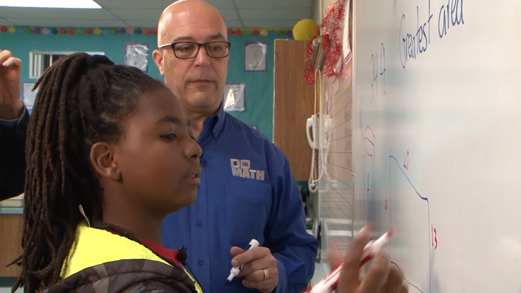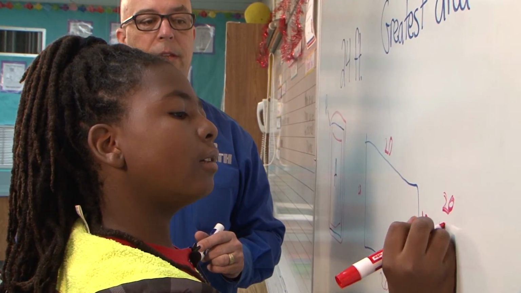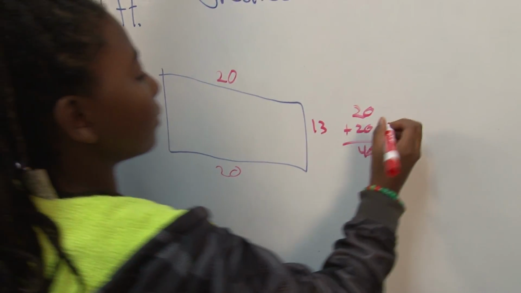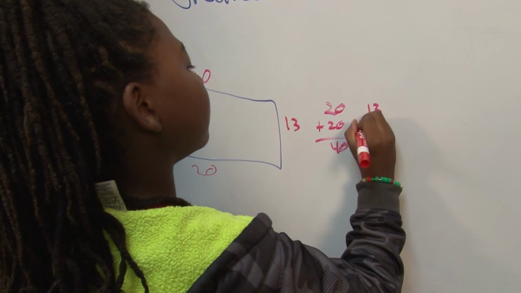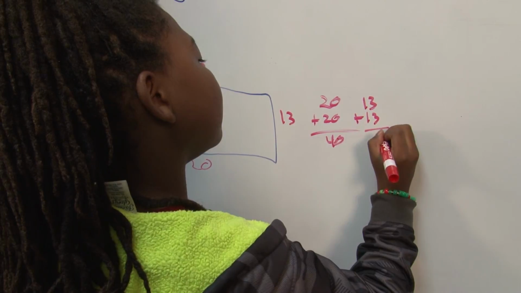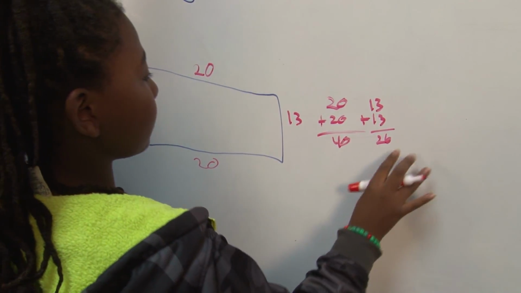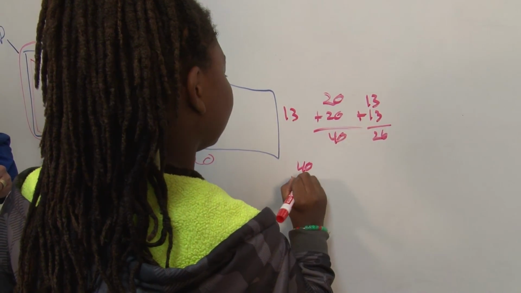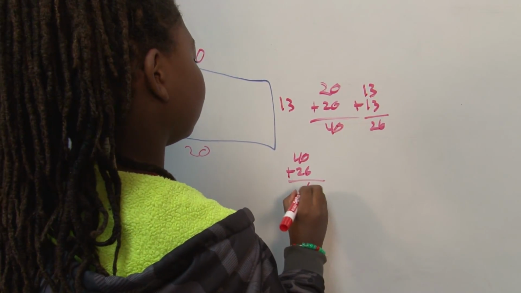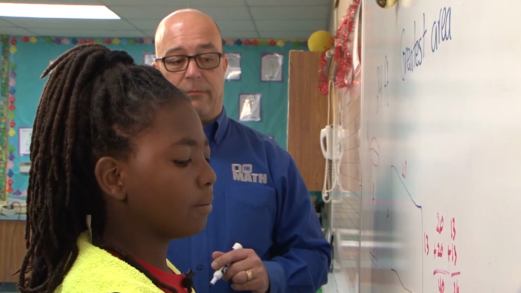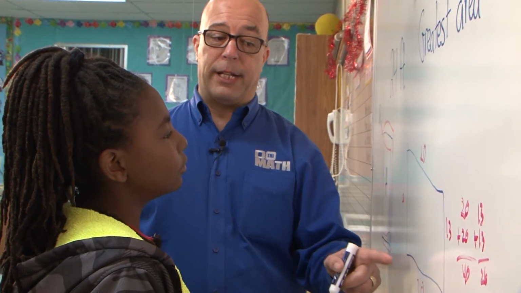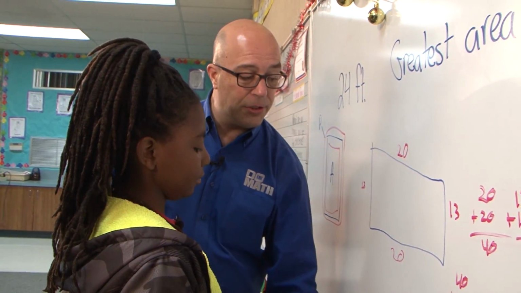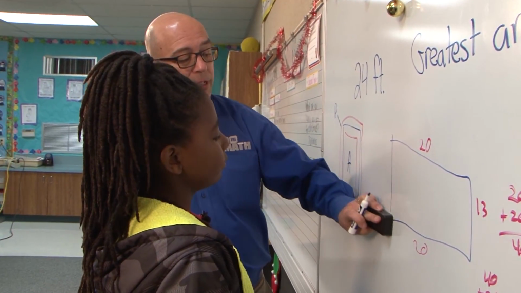We would have 40 for 20 plus 20. Okay. 26 for 13 plus 13. And if we add those two products together, it would equal 66 feet. Right. So if we were going to label this way, we would have 66 feet, but that's more than what we have, isn't it? Yes. So excellent on how to label it, but we're not going to be able to use these numbers, right?